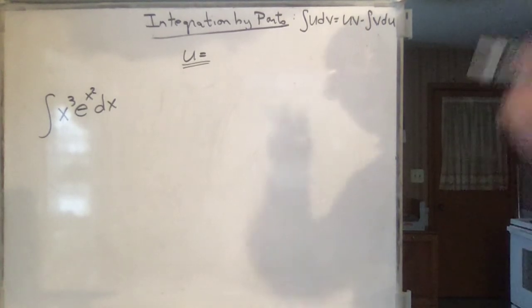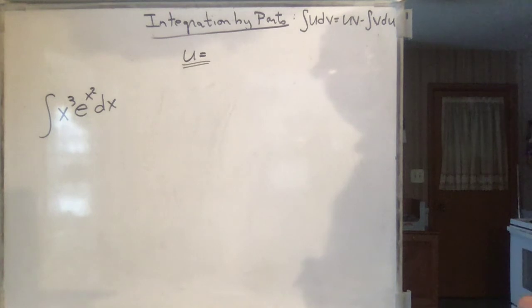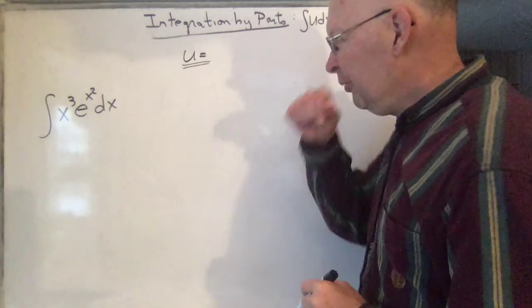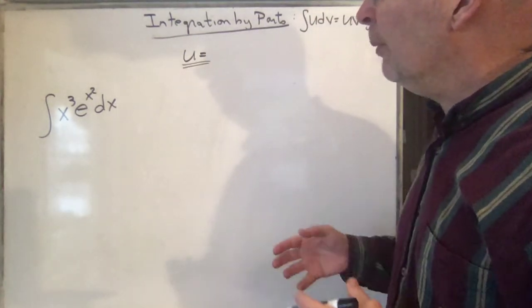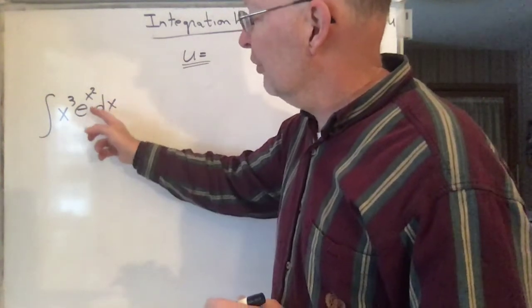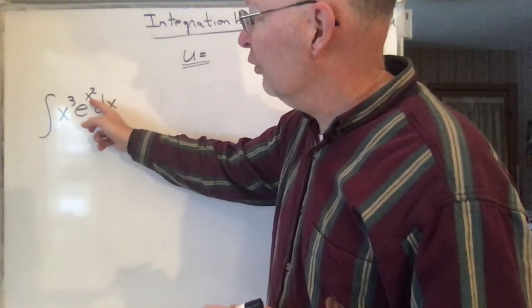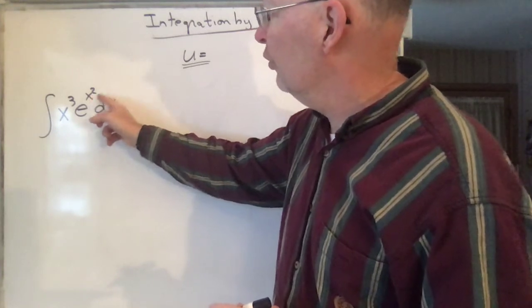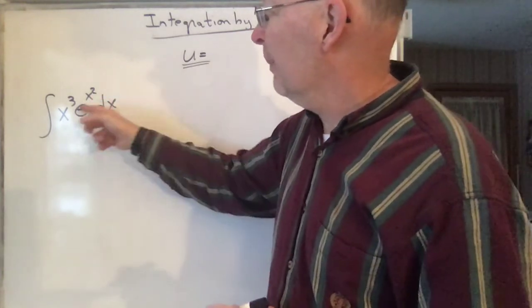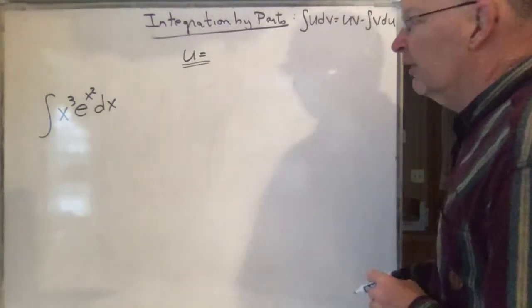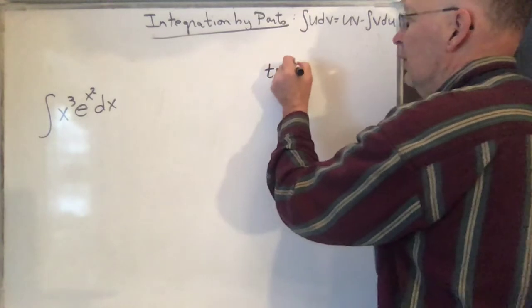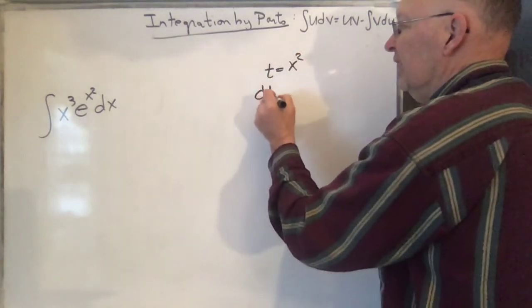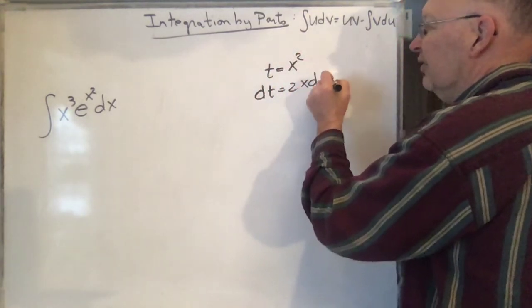Well, I'll let you think about it. You should think about it before you go on. But here's what I would do. First, make a substitution. The whole point of this is it shows that sometimes you have to use a couple methods together. Now, normally when I make a substitution, I use u, but I don't want to use u now because I can see ahead that I'm going to be using u as part of my integration by parts. So I'm going to let t be equal to x squared. So dt is equal to 2x dx.